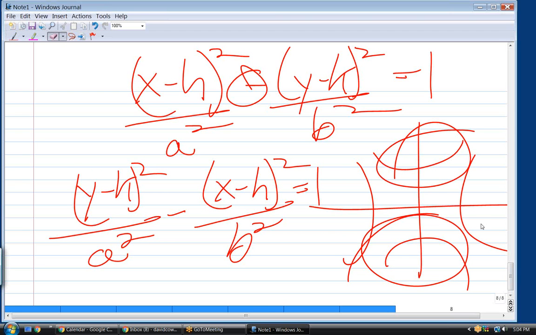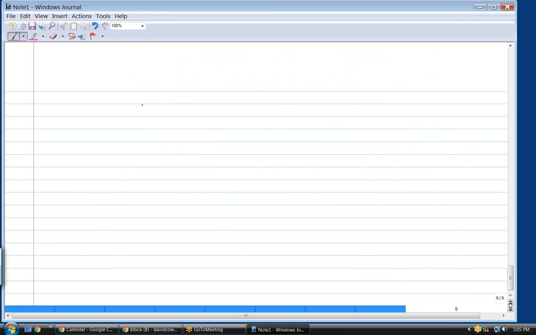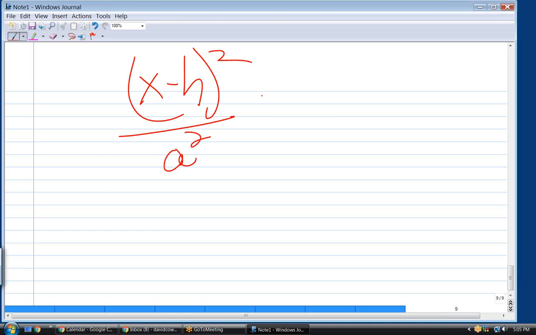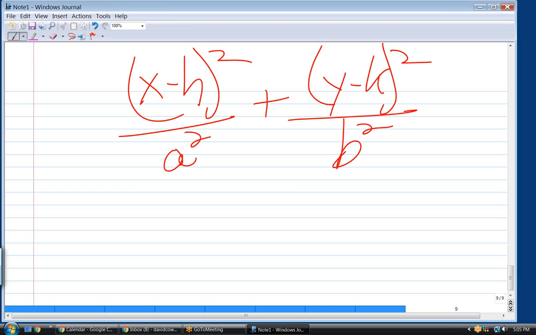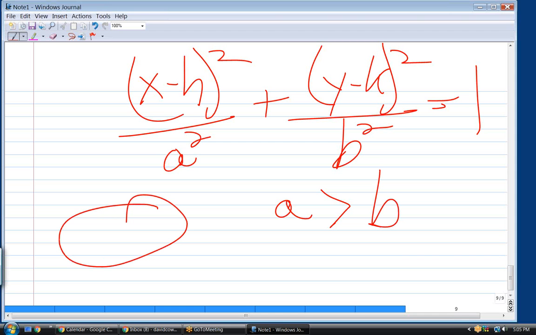Very similar to ellipses. Let's talk about ellipses for a moment. Ellipses always have a plus sign. So that's the way you can tell the difference between an ellipse and a hyperbola. A is always greater than B, so if the A is under the x, it's a horizontal ellipse. If the A is under the y, it's a vertical ellipse.